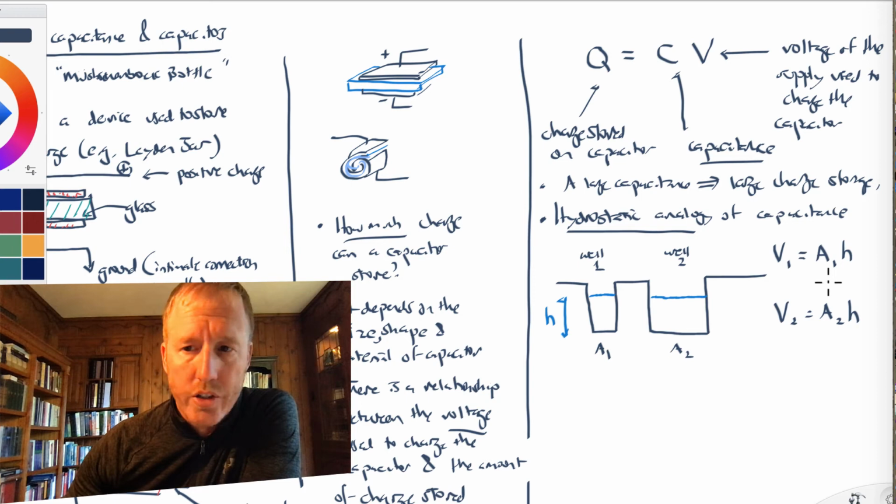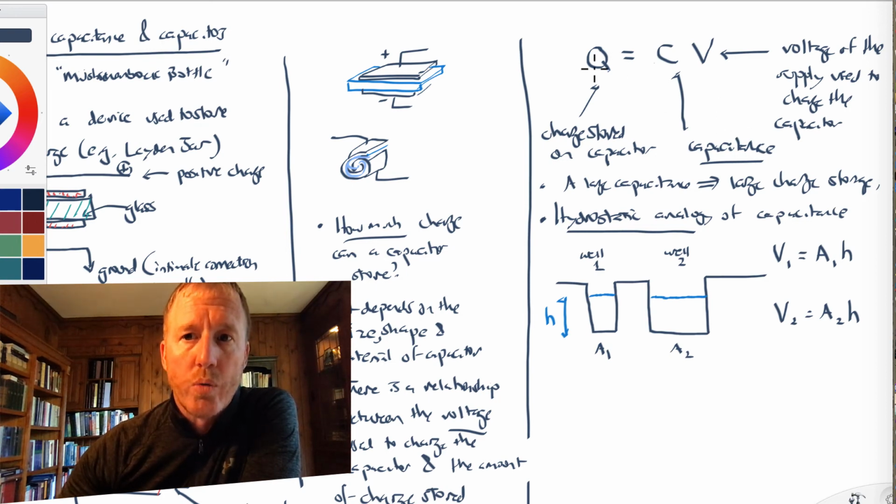Now, here's the analogy. You can use the same battery, the same voltage battery, let's say a 9-volt battery, to charge up two different capacitors, and one is going to hold more charge than the other because the capacitance of the one might be bigger than the other. The capacitance in this case is kind of analogous to the area. The charge is analogous to the volume right here, and the voltage is analogous to the height.